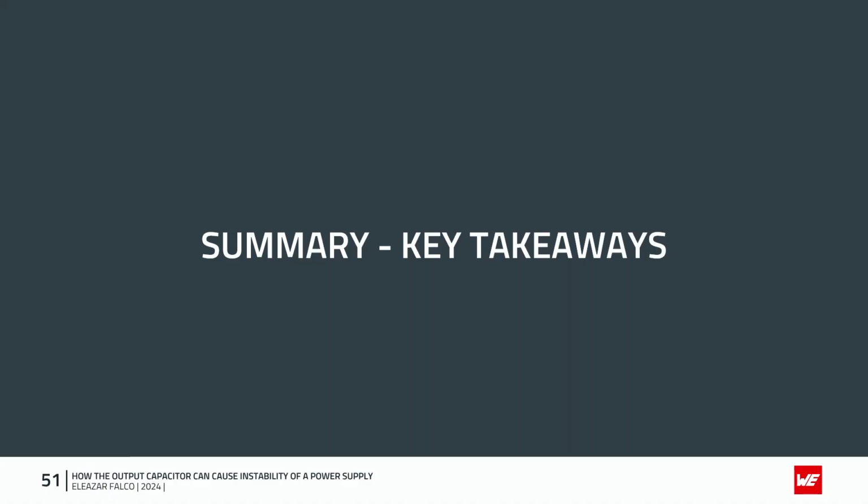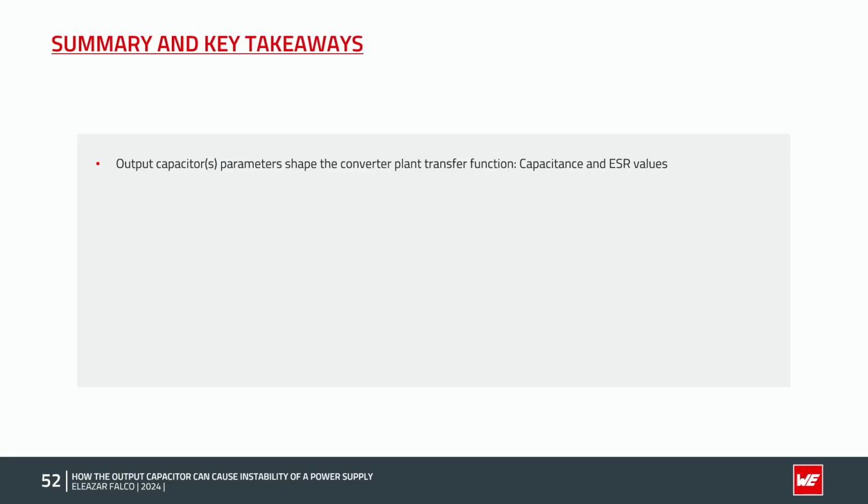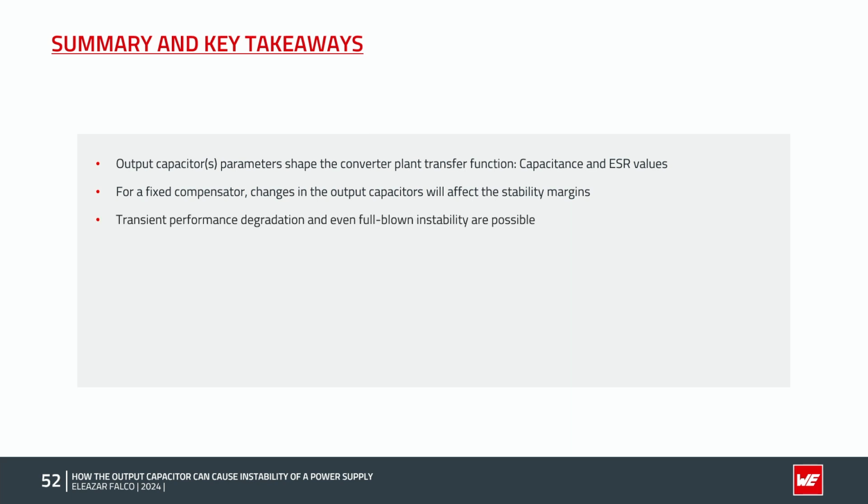So let us see what are the key takeaways and a short summary of what we have seen in this webinar. First, we have seen how the output capacitor parameters shape the converter transfer function of the plant and the frequency response, and these parameters are the capacitance and its ESR values. For a fixed compensator, any changes in the output capacitors will affect the stability margins. The consequences might be just transient performance degradation, but even full-blown instability, as we have seen.